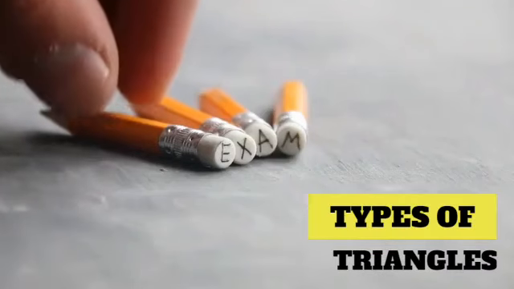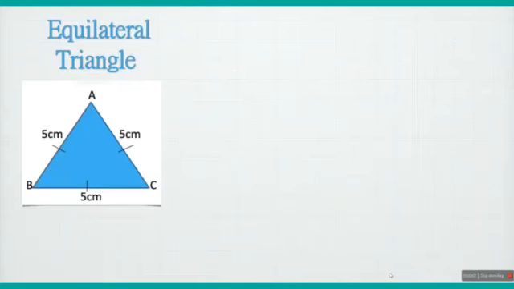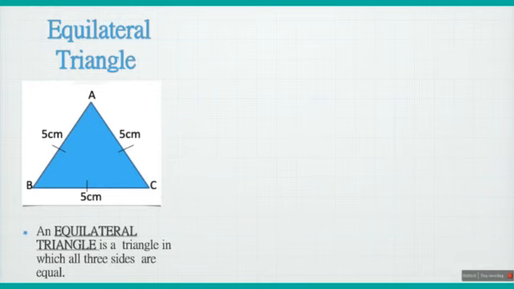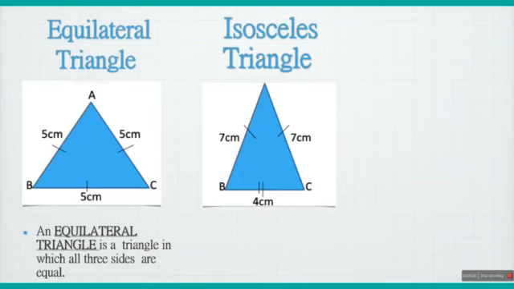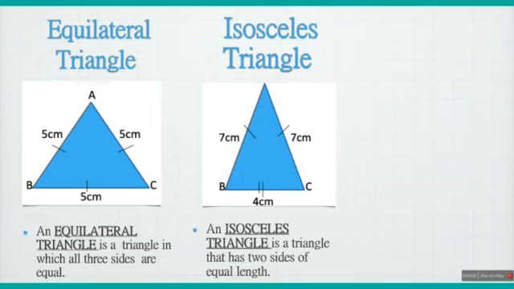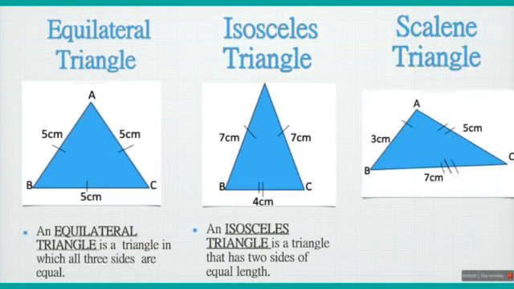Now let's move on with the types of triangles. On the basis of sides, there are 3 types of triangle. The first one is an equilateral triangle in which all the 3 sides are equal, like in the figure. ABC is a triangle in which all sides are equal. The second one is the isosceles triangle in which 2 sides are equal, like in the figure we can see AB equals AC equals 7 cm, but BC is not equal to 7 cm. The third one is the scalene triangle in which all sides are unequal, like in the figure we can see AB is not equal to BC is not equal to AC.